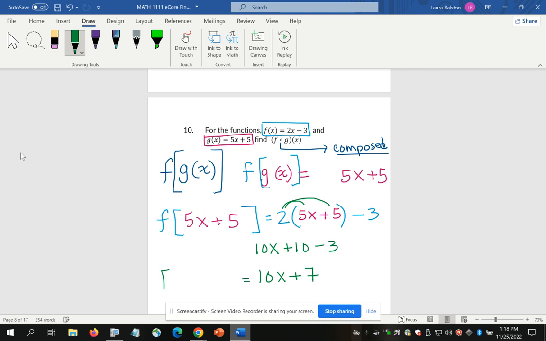So f composed with g at x is 10x plus 7. Remember, with compositions, it's a specific order, and you kind of work your way backwards. You substitute x into g, get the answer, and then plug it into f.